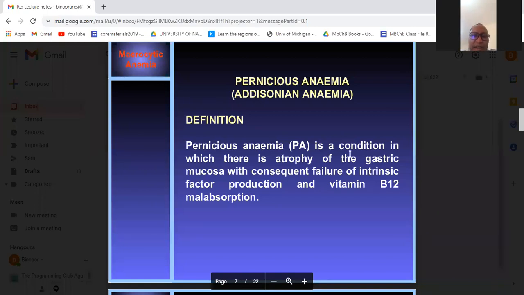One is atrophy of the gastric mucosa, where the parietal cells produce the intrinsic factor. When you do not have that, you have pernicious anemia. Or you have antibodies. The parietal cells are producing the intrinsic factor normally, but the antibodies are binding to the intrinsic factor, therefore preventing it from being bound to B12. Next slide.